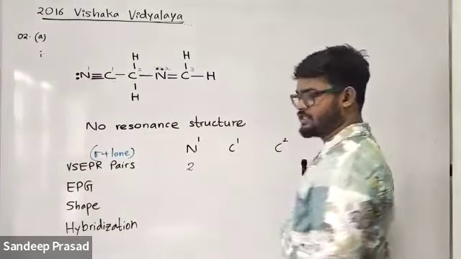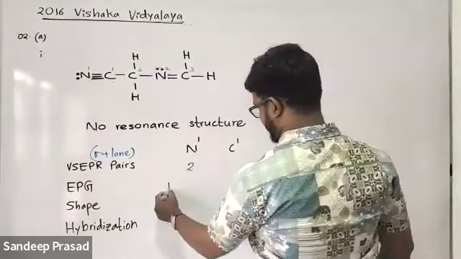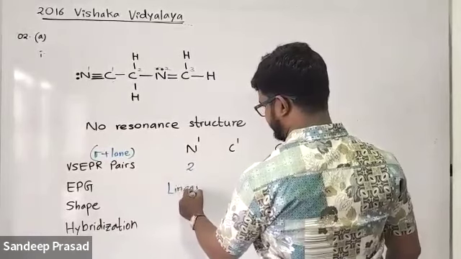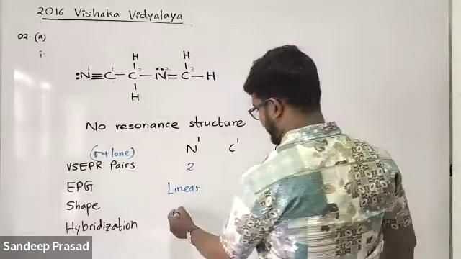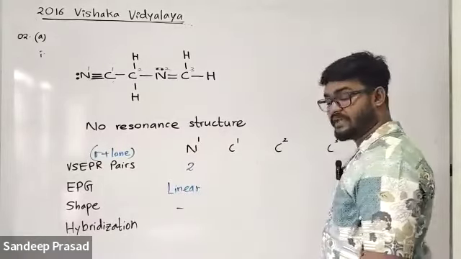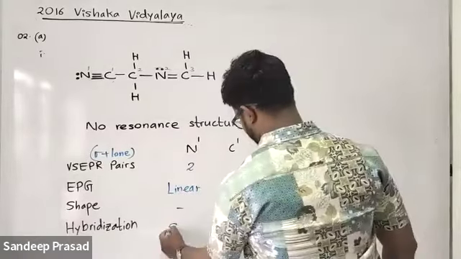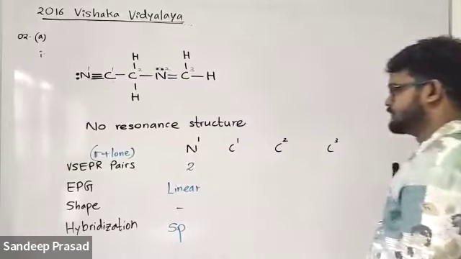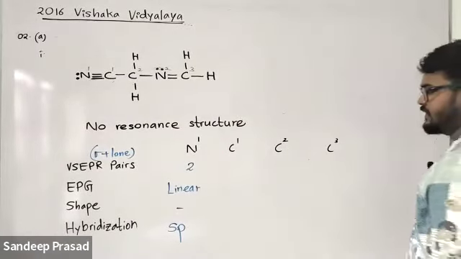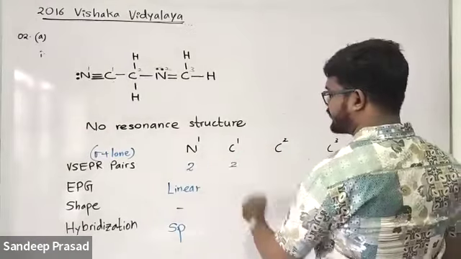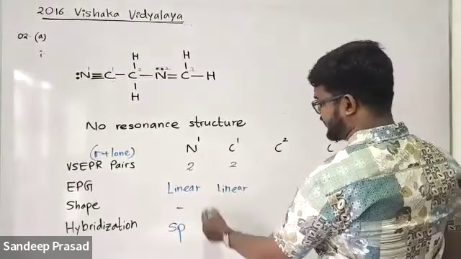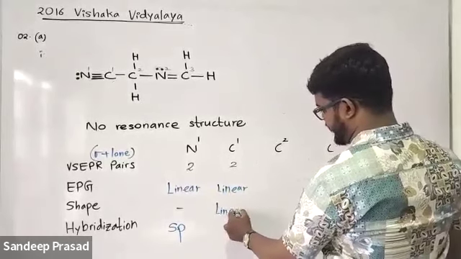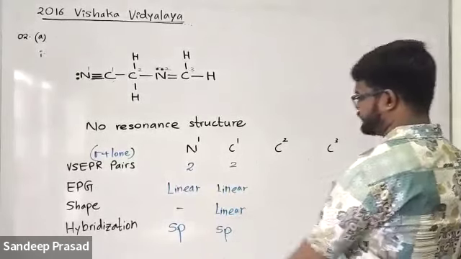What is the electron pair geometry? If it is two VSEPR pairs, the electron pair geometry is linear. What is the shape? Remember, nitrogen is the terminal one, so we cannot discuss the shape. What is the hybridization? sp hybridization. First carbon atom, how many VSEPR pairs are there? Two. Electron pair geometry, linear. Shape, also linear. Hybridization is sp.